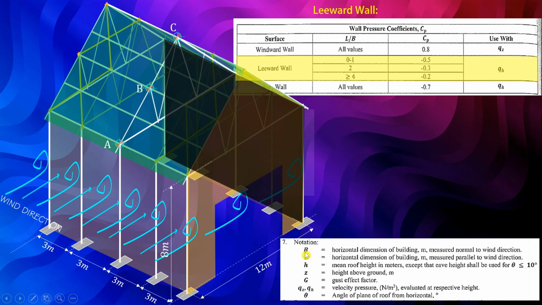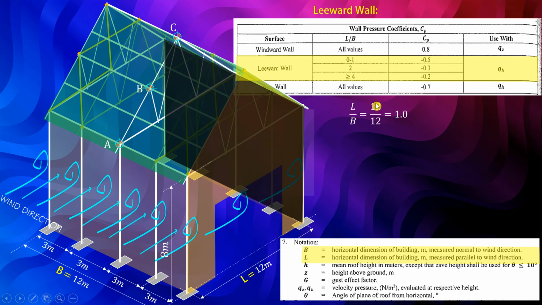So yung L tsaka B is dito yan sa notation again. Ang footnote niya. So we have B is the horizontal dimension of the building measured normal with the wind direction. So ito yung wind direction natin. Normal sa kanya, meaning yung perpendicular distance sa kanya. So ito siya. And then yung L is the horizontal dimension of the building measured parallel. So kung ito yung wind load natin, so yung length parallel sa wind direction. So parallel sa kanya. So ito yan. So bali ito yung L, and then ito yung B natin.